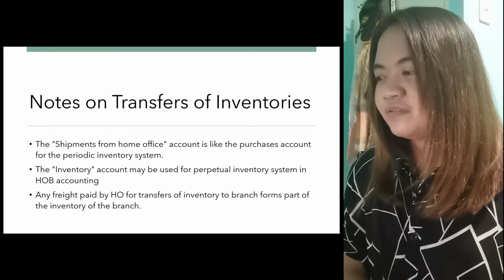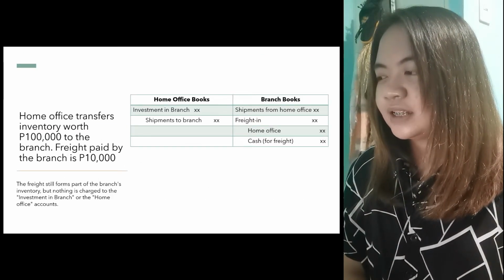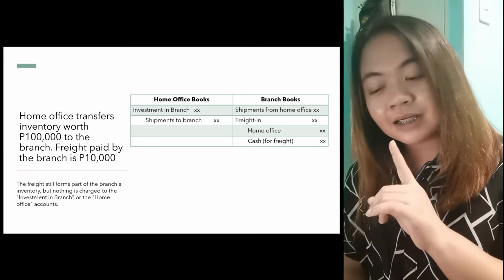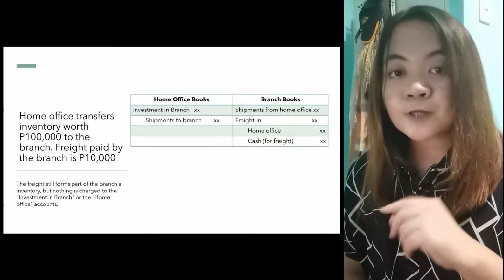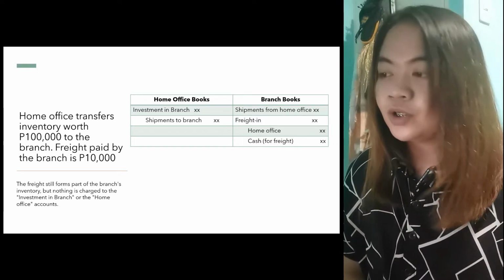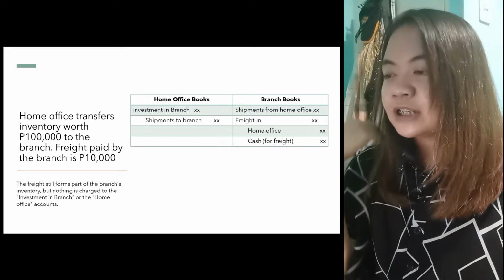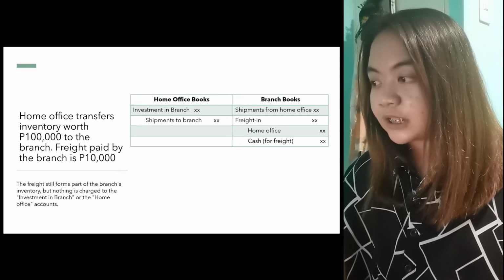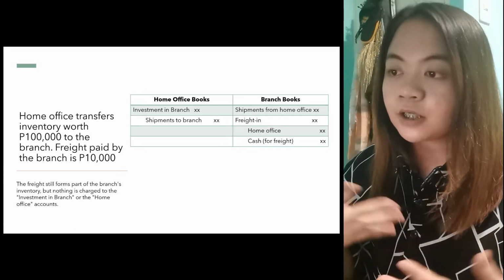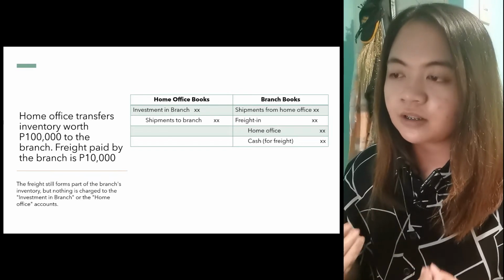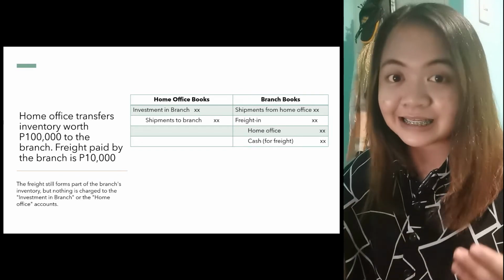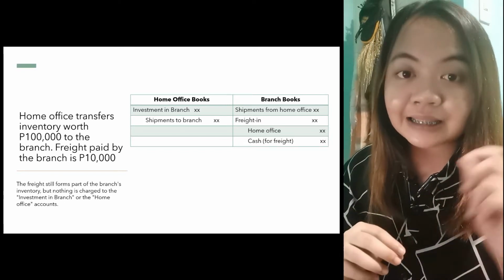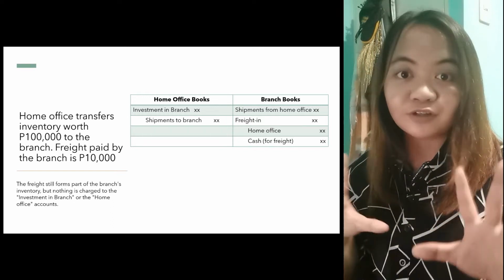Next, we have home office transfer inventory worth 100,000 to the branch. Freight is paid by the branch. Ito, yung kanina nagbayad ng freight ay home office. Dito ang nagbayad ay branch. Okay? So we have investment in branch, debit, credit, shipments to branch. Wala siyang ilalagay na cash or whatever kasi hindi naman siya nagbayad ng freight. On the part of the branch, you debit shipments, you debit freight in kasi added cost na siya ng inventory, you credit home office, and syempre, you credit cash na binayad mo, okay, for the freight. Okay?